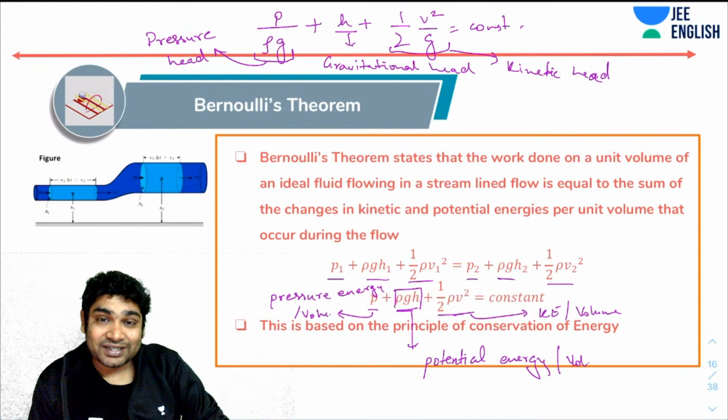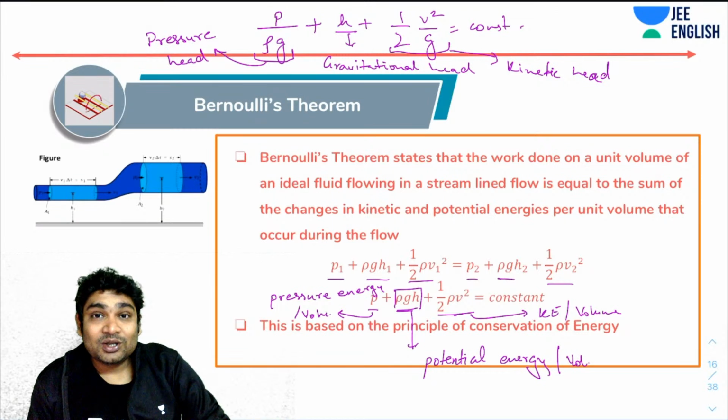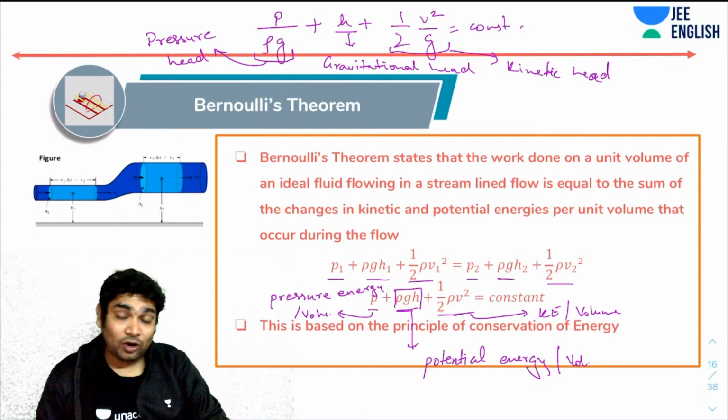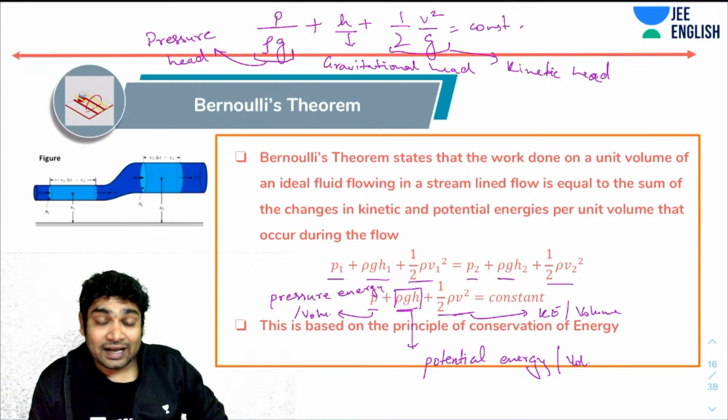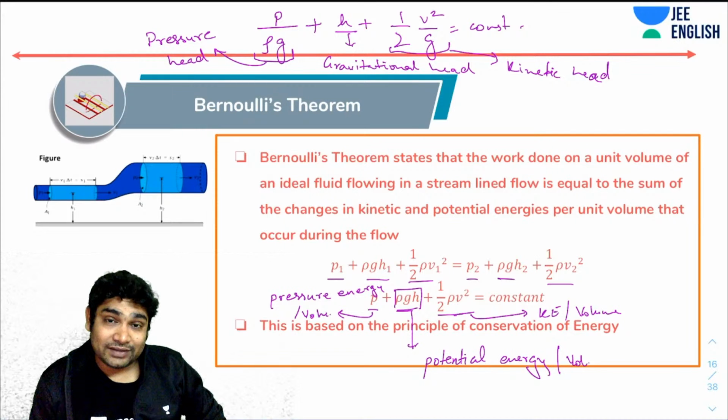Okay, what is the expression that any head is representing? So pressure head is P over rho G, gravitational head is H, the height of the fluid, and we take the height of the center of mass of the fluid, obviously center of the pipe, so to say. And then kinetic head is V square by 2G. Okay.